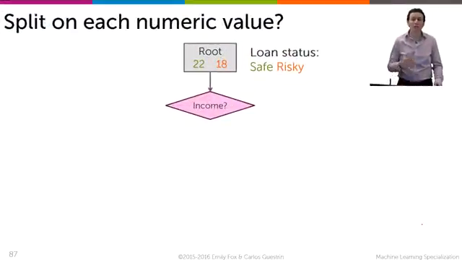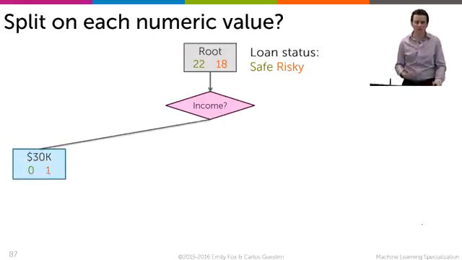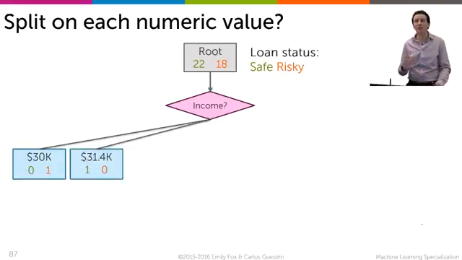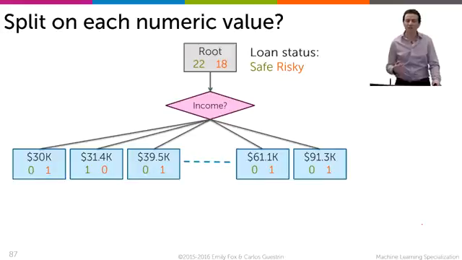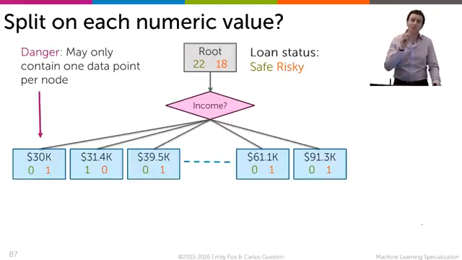One natural approach is to just treat income, or the continuous-valued feature, like we did with the categorical data. So let's take that root node with 40 data points and just split it on income and see what happens. Well, there is one data point with income of 30,000, there's one data point with income of 31,400, there's one data point with income of 39,500, and so on. And it turns out that the nodes that we get out of them basically only have one data point in them. And this can be really, really bad.